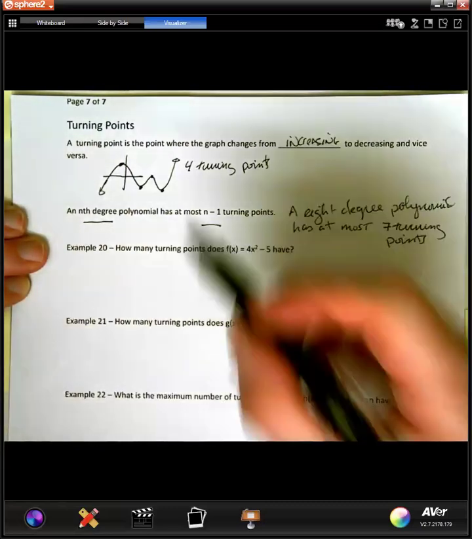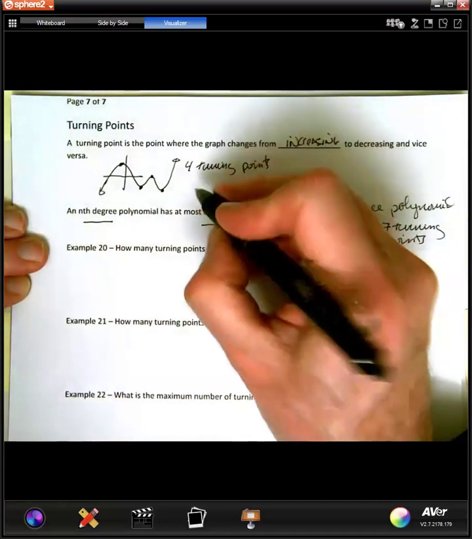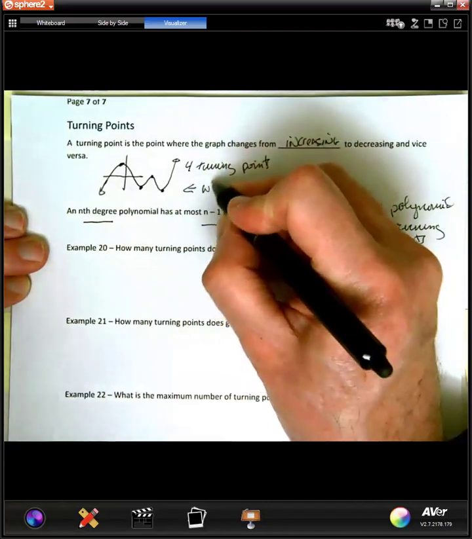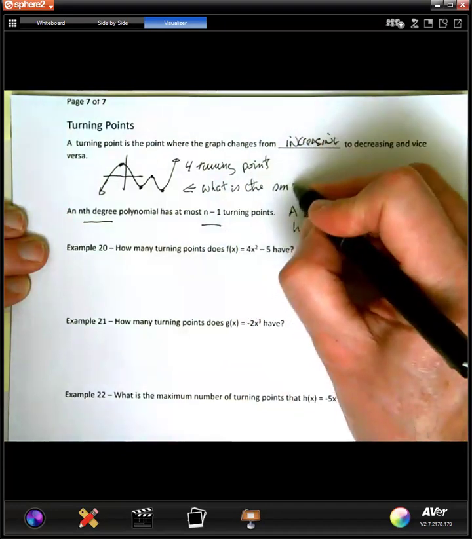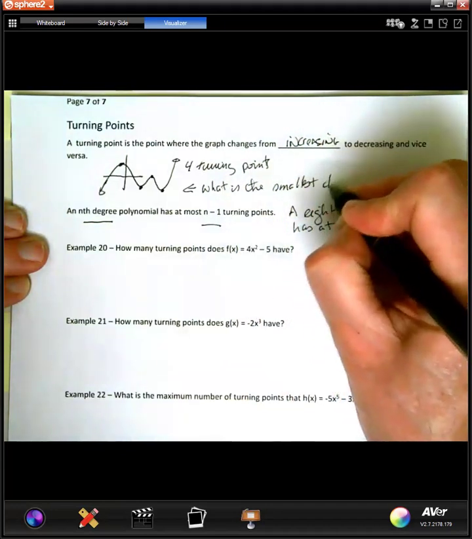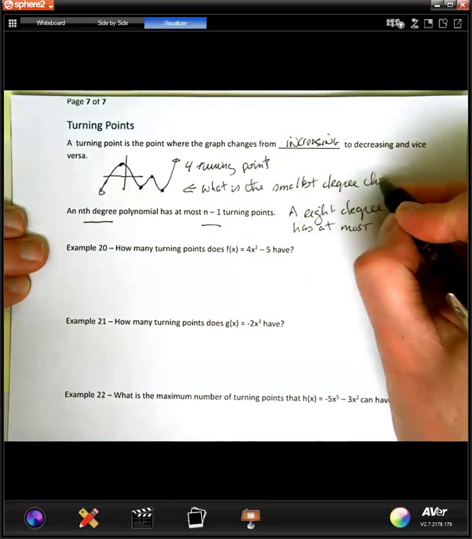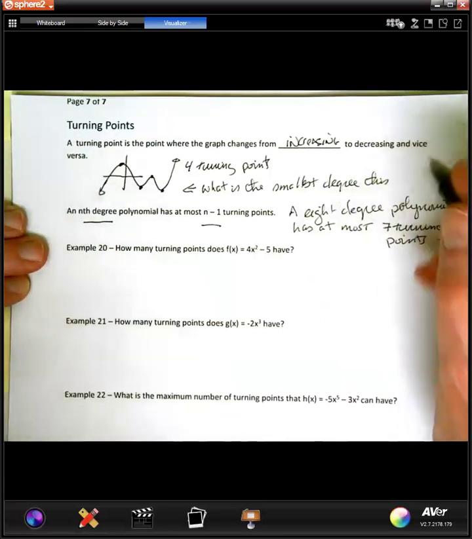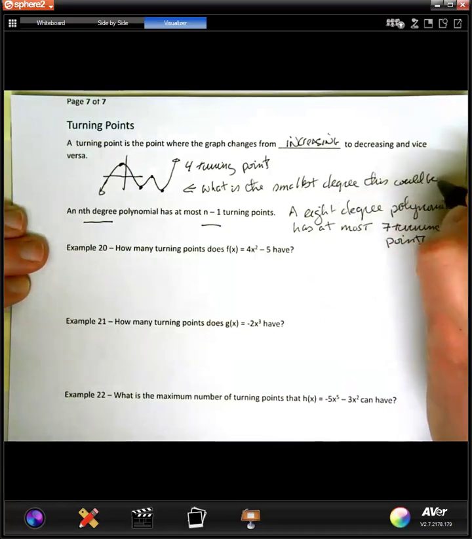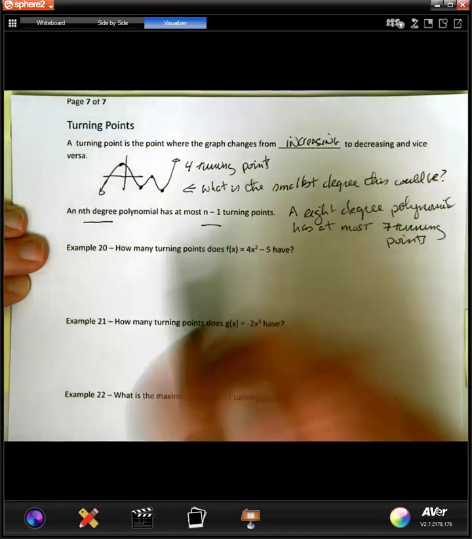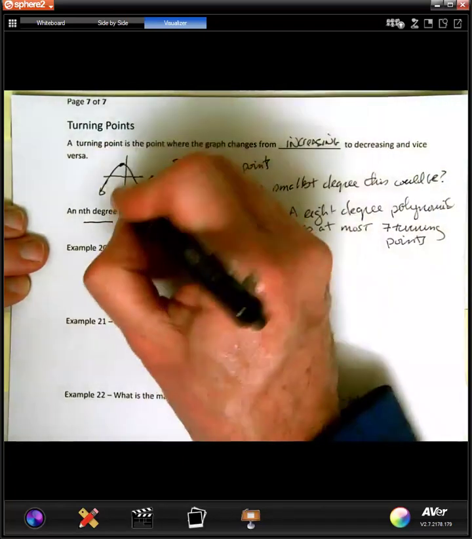So if I turn this around, for example, what is the smallest degree of this polynomial? What is the smallest degree this polynomial could possibly have? I mean, it could be higher, but it has to be at least that. Sorry, I'm running out of room. And since this has 4 turning points, the smallest this could be is 5th degree.